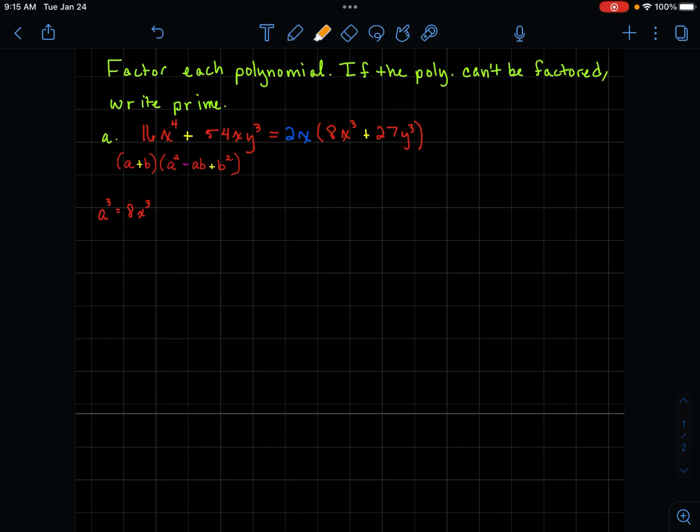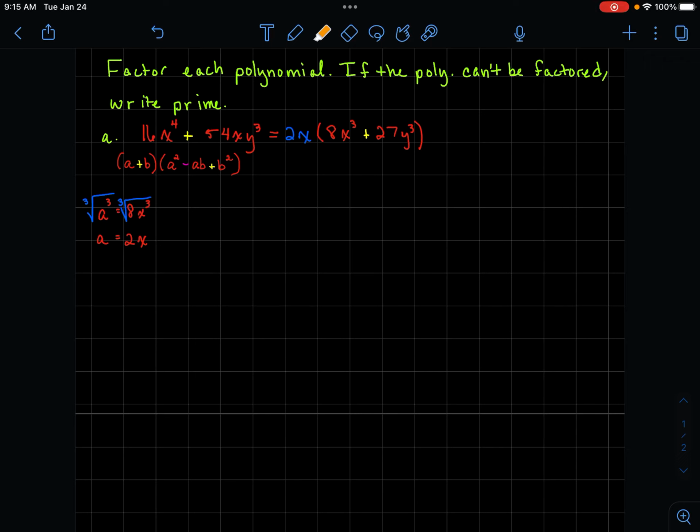In our original form, it's a cubed plus b cubed, so we're going to start with saying the a cubed is represented by the 8x to the third. I can find the a by cube rooting both sides. A cube root will cancel out the third power, so a would equal, well, we're going to say 2x. Now why is it 2? Remember that a cube root is saying what number times itself 3 times would get you 8.